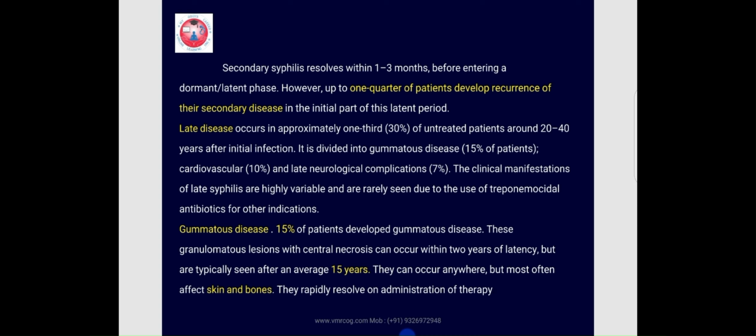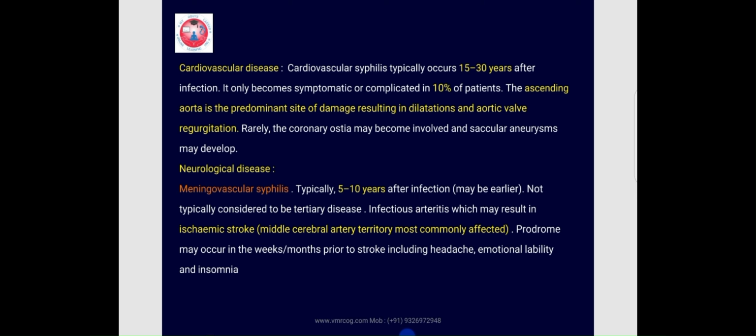Generally occurs within 2 years of latency, but is typically seen around 15 years after the infection. They can occur anywhere, but the most common sites are skin and bones. They will resolve rapidly after the administration of therapy. So in gummatous disease, we should remember it is seen in around 15% of patients. Skin and bones are the common sites, and it is because of the chronic granulomatous inflammation with central necrosis. Okay, the presentation is around 15 years but can also happen early.